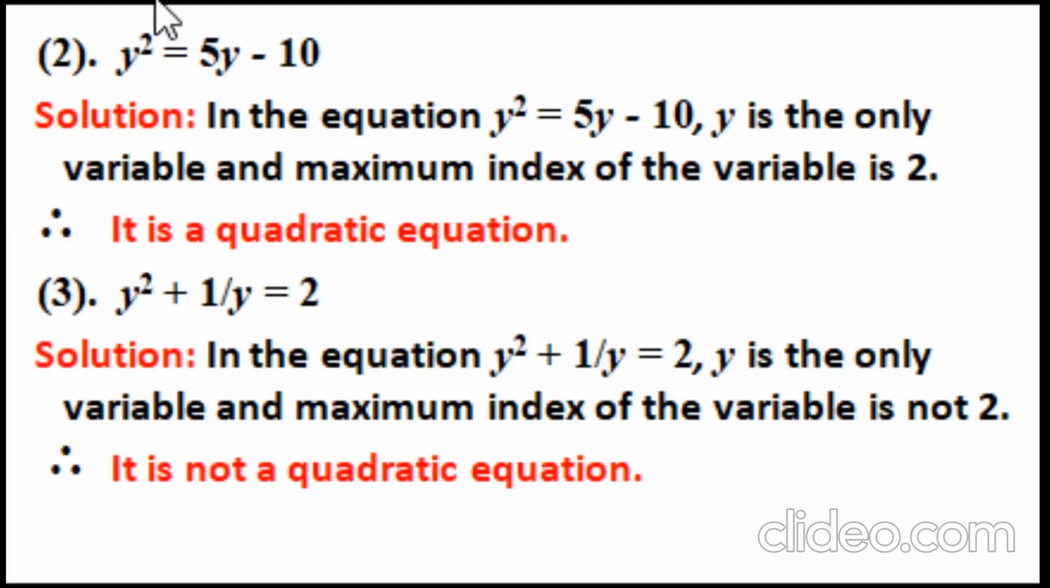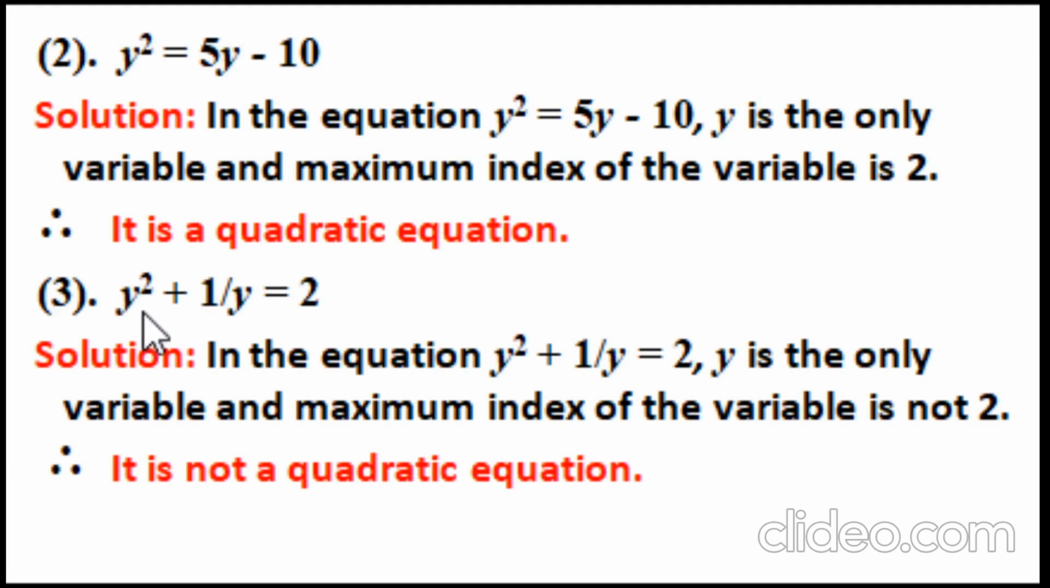The second equation, y square is equal to 5y minus 10. So in the equation y square is equal to 5y minus 10, y is the only variable and the maximum index of the variable is 2, therefore it is a quadratic equation.